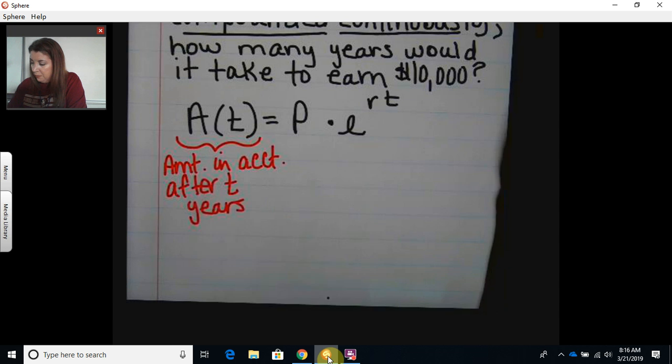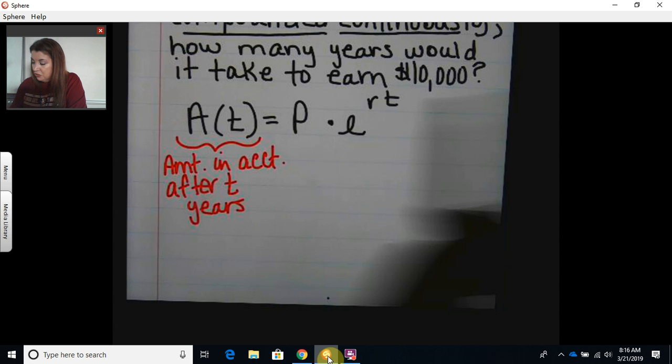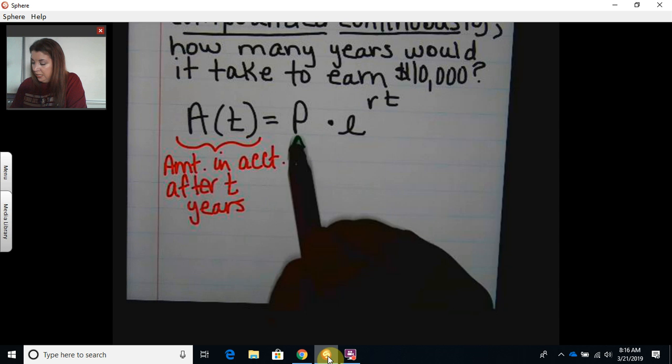What did P represent? The start, which is when you're talking about money, how much you deposited initially, that's called the principal, okay?